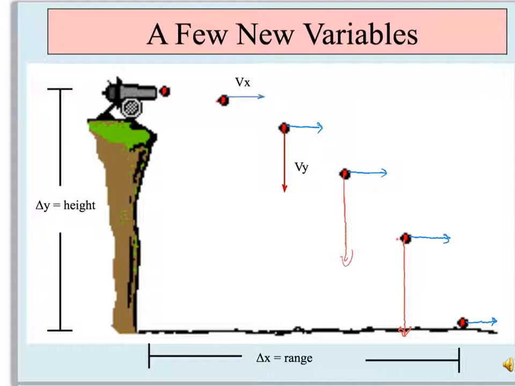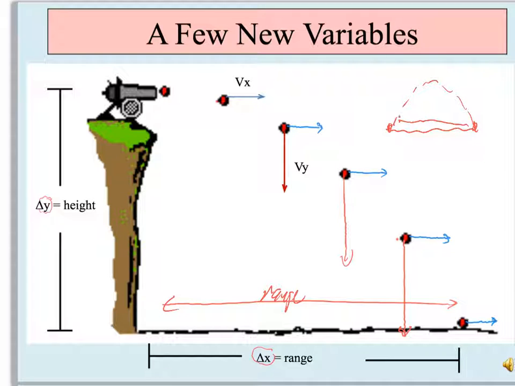The height would be delta y, how far the object's falling. And then delta x would be the range. And the range is an important part of projectiles. It's the horizontal distance that an object goes when it is launched, whether that's up or down. You know, if you have an object here and it goes up, up, up, and then goes down, down, down, and lands here, the range is how far it was from where it started to where it landed.